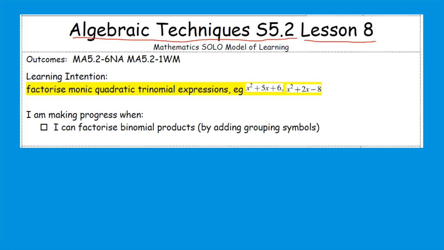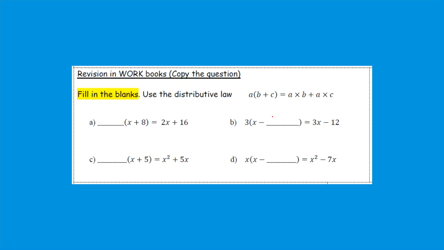Hello and welcome to Lesson 8 in Algebraic Techniques, Stage 5.2. Learning intention today is to factorize expressions like these two. So when we factorize, we are adding grouping symbols. In the revision questions today, fill in the blanks, which is basically factorizing.